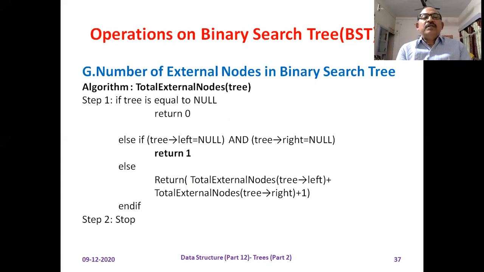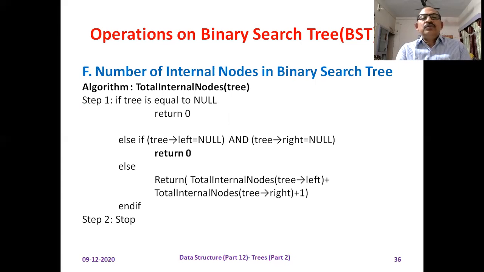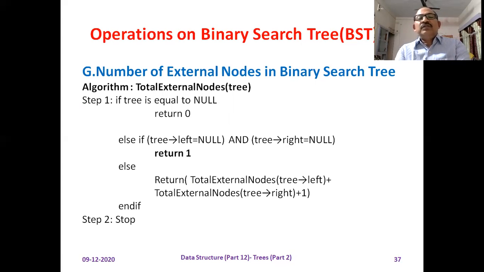And suppose we want to determine the number of external nodes. Here you can see the total external nodes function and the total internal nodes function are the same with one difference. External nodes means we want to determine the leaf nodes in a binary search tree. The difference is at this place: if tree left is equal to null and tree right is equal to null, we will return the value 1, meaning we have reached an external node.